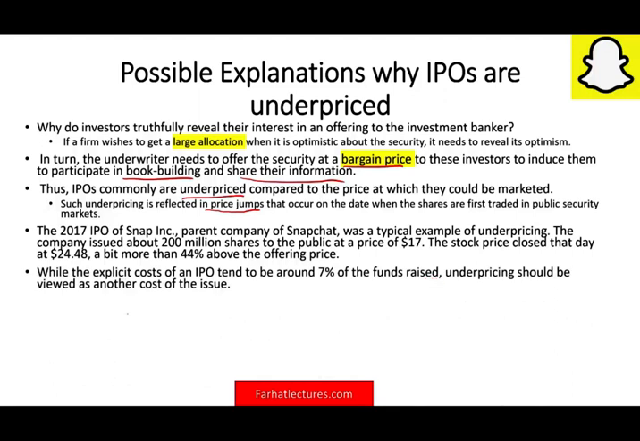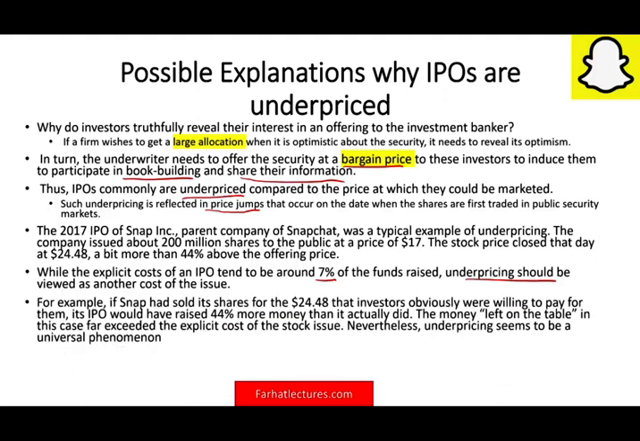While the explicit cost of an IPO tends to be 7%, the underpricing is also considered a cost of the issue. Simply put, it's going to cost you around 7% to go public. For example, if Snap had sold its shares at $24.48, which investors obviously were willing to pay, the IPO would have raised 44% more money than it actually did. So they left some money on the table. In this case, that far exceeded the explicit cost of the stock issue.